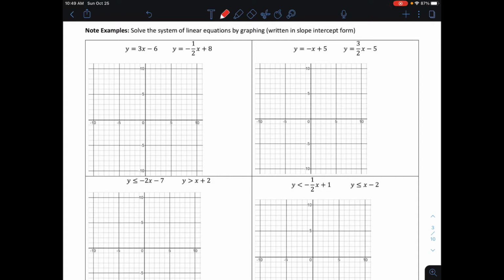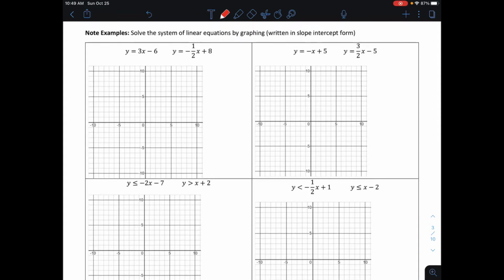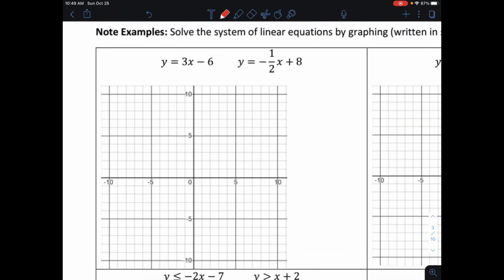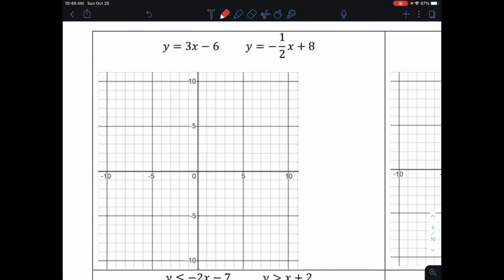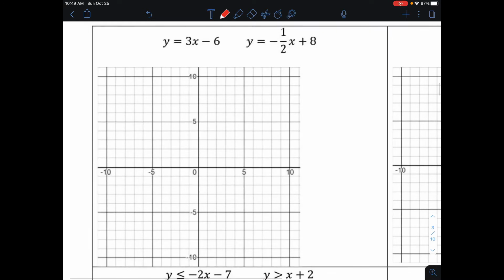In this video, we're going to look at solving a system of linear equations by graphing, and we're not going to use technology. We're going to graph these by hand. All of the problems in this video are going to be written in slope-intercept form. If I'm given a system of equations written in slope-intercept form, my solution is going to be the point of intersection.